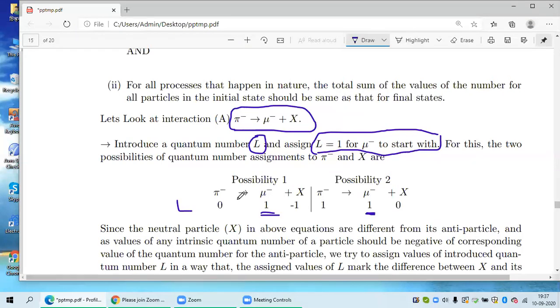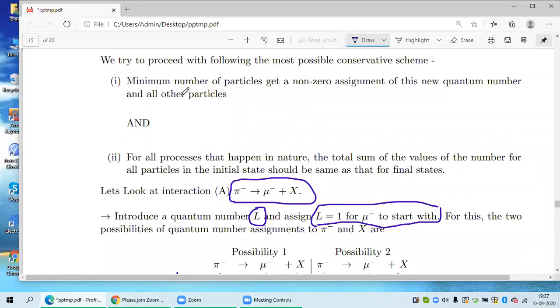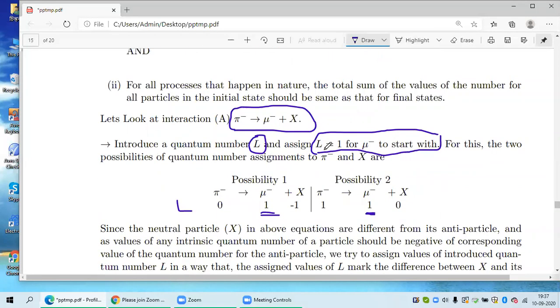No other possibilities means you can choose 2, 3 like numbers, but we said that this is our approach: a minimum number of particles get a non-zero assignment of this new quantum number. Let's start with only 2 digits. If 2 digits are not enough, then we include more, 2 and 3 numbers, etc. So if this is clear, there are only 2 possibilities for a given initial choice of L quantum number.